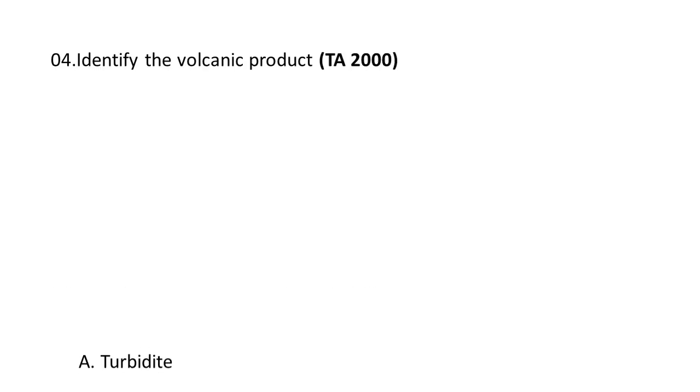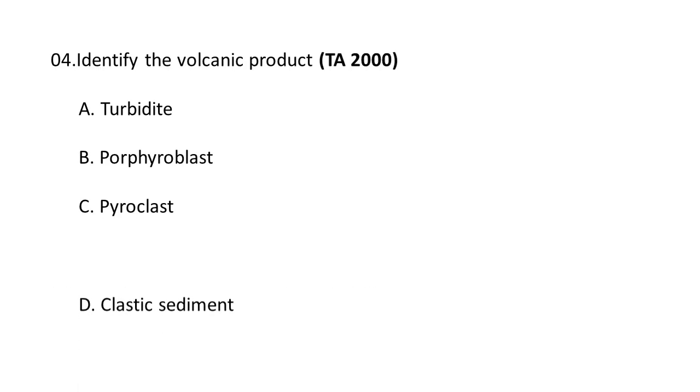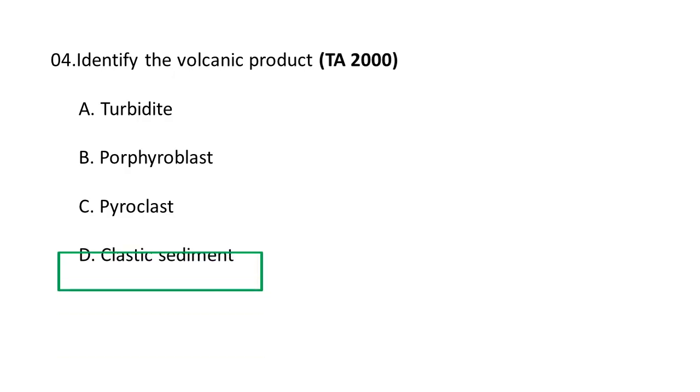Next question. Identify the volcanic product. A. Turbidite, B. Porphyroblast, C. Pyroclast, and D. Clastic sediment. So the correct option is C.